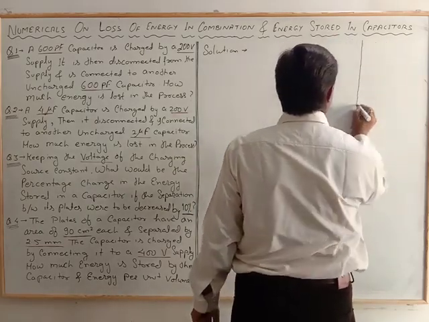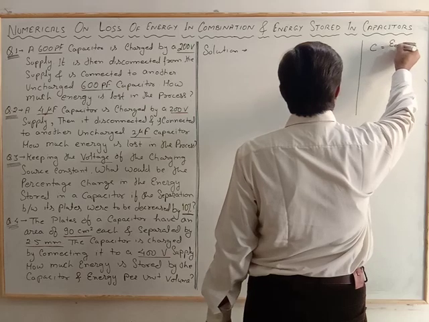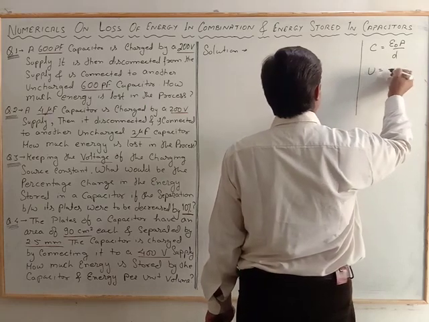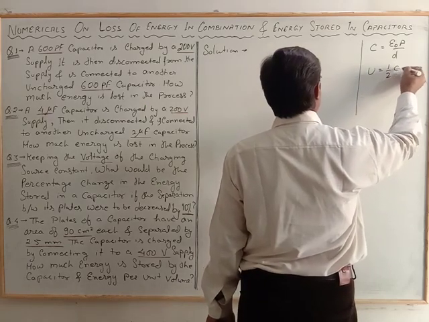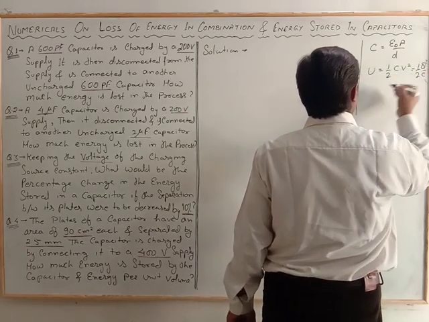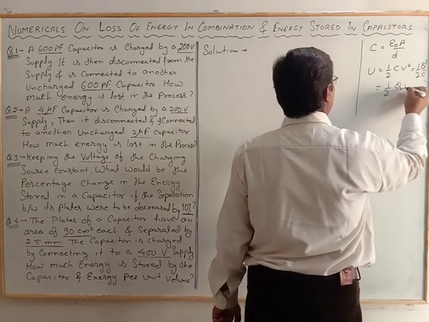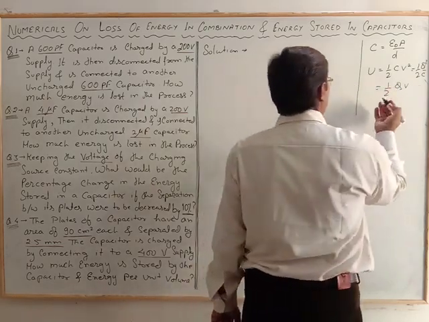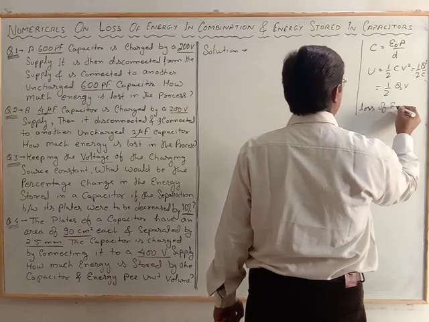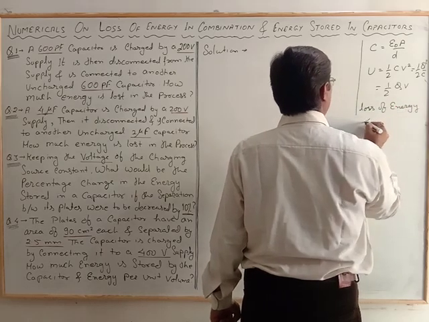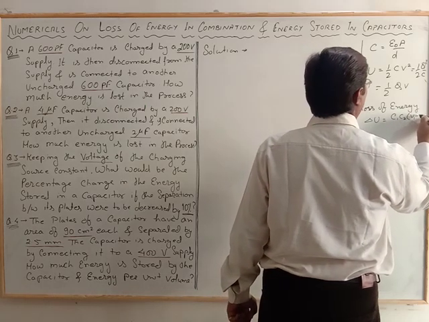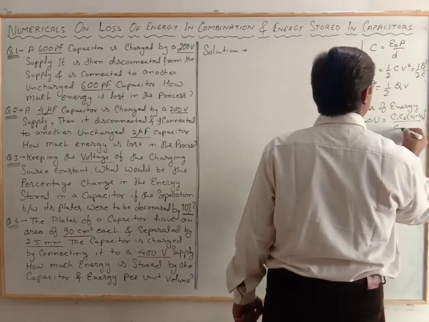We know that the capacitance C is equal to epsilon naught A by d. Likewise, the energy stored is equal to half CV squared, or half Q squared by C, or half QV. Also, in case of the loss of energy in a combination, delta U is equal to C1 C2 (V1 minus V2) whole squared by 2 (C1 plus C2).